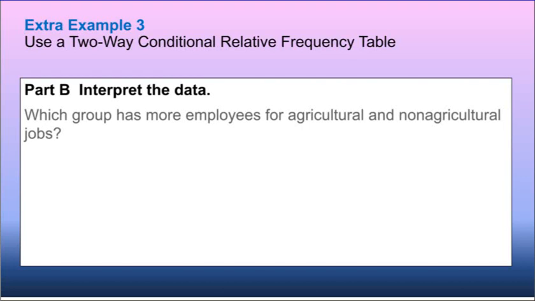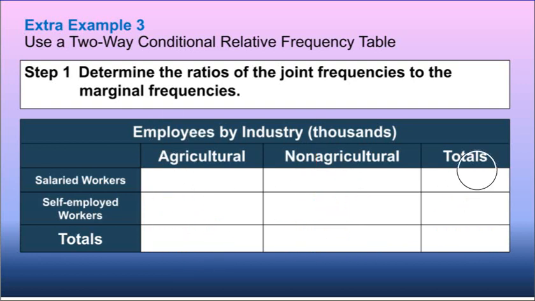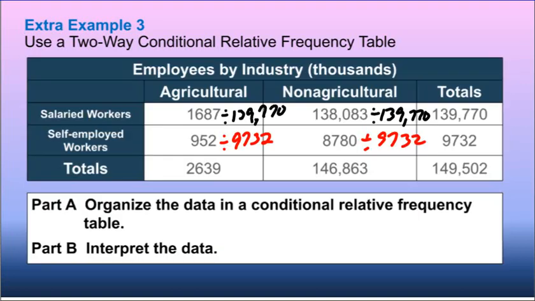Now, which group has more employees for agricultural and non-agricultural jobs? So if I look at the total, we would have more salaried workers for non-agricultural jobs. One thing I just realized, this one tells us you're comparing agricultural and non-agricultural. This one is slightly different than the ones with the teens because we were comparing the age groups, which were on the sides here. So these are actually incorrect. So let's go back to the original one here.